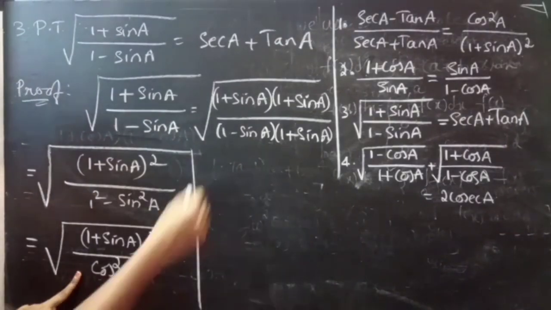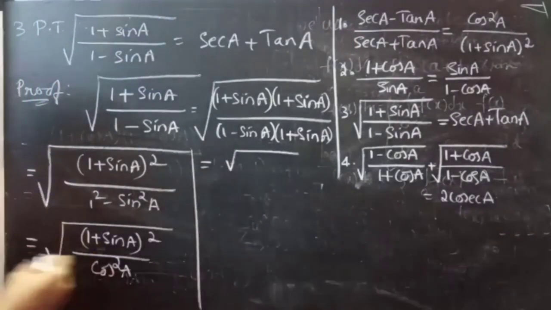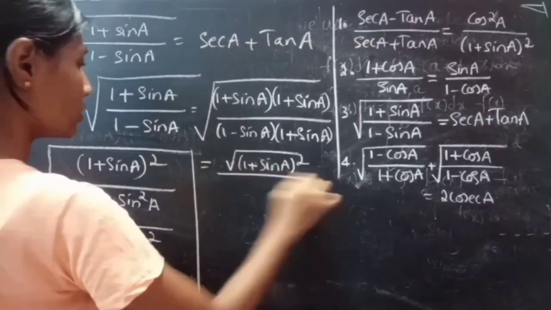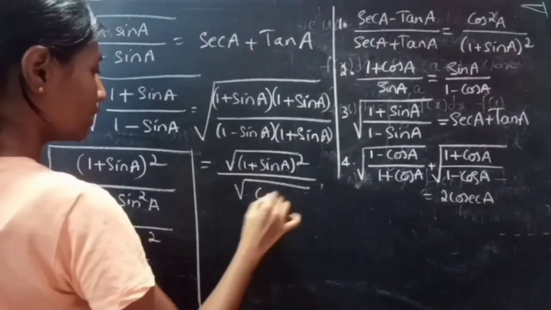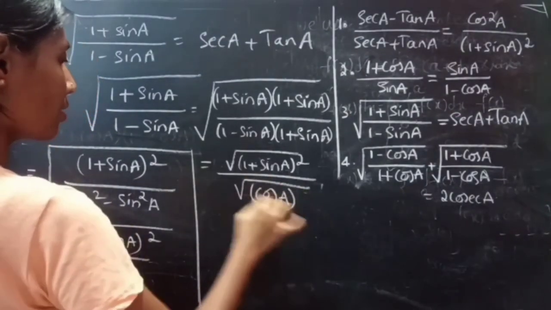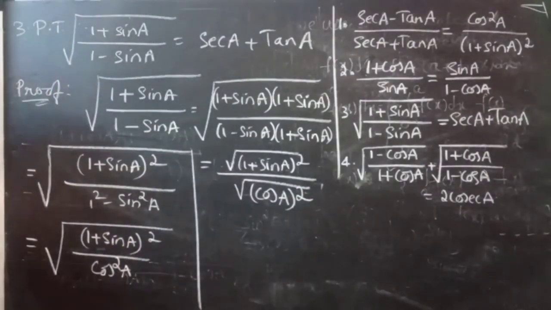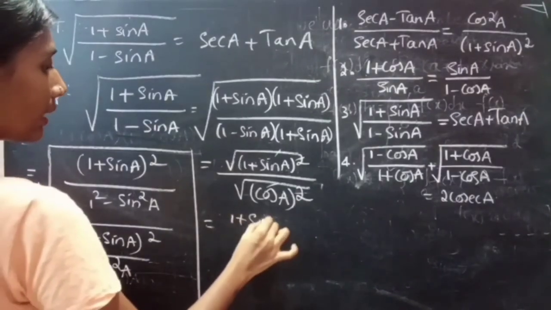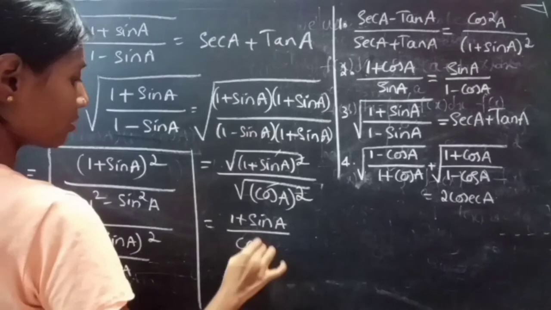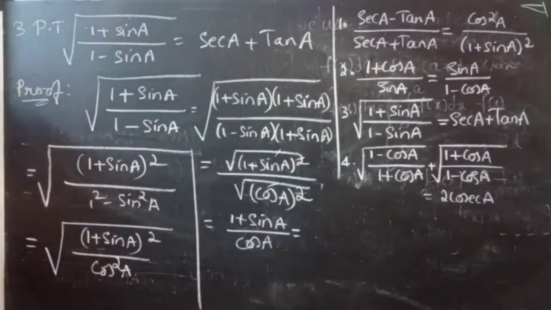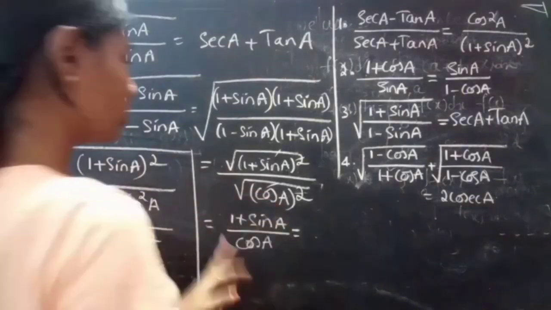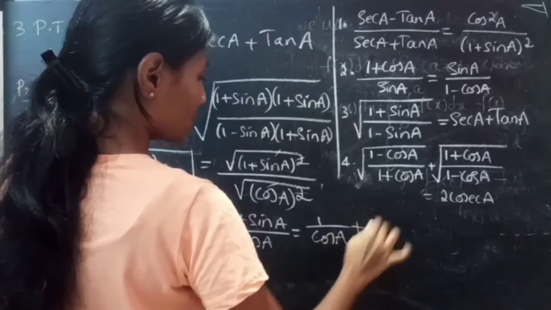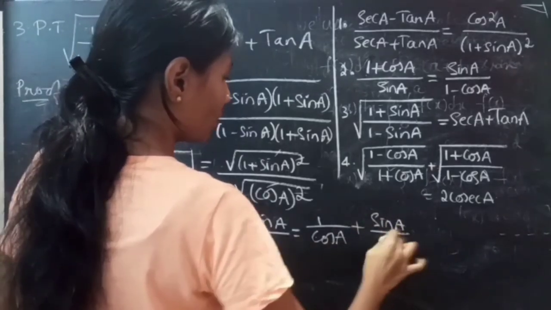This equals, you can write it as root over (1 plus sin A) whole square divided by root over (cos A) whole square. So now the square and root get cancelled. Finally you'll get (1 plus sin A) by cos A. Since you have two terms in the numerator, you can split it into two terms: 1 by cos A plus sin A by cos A.